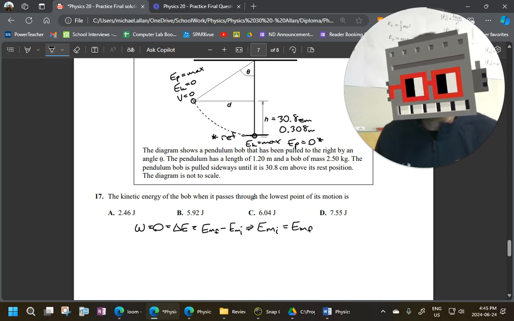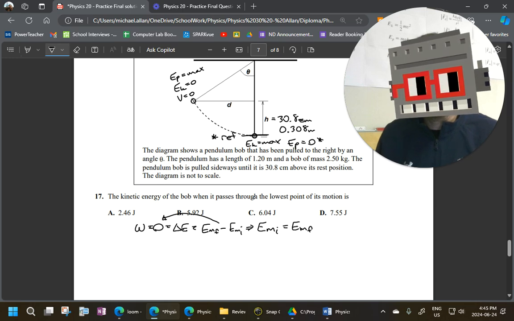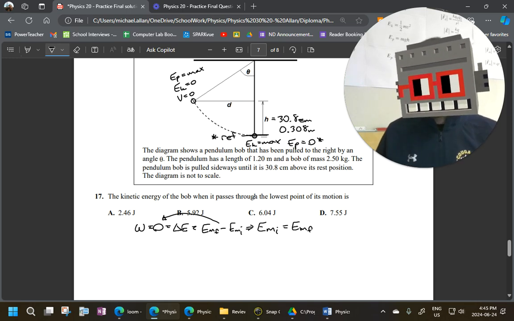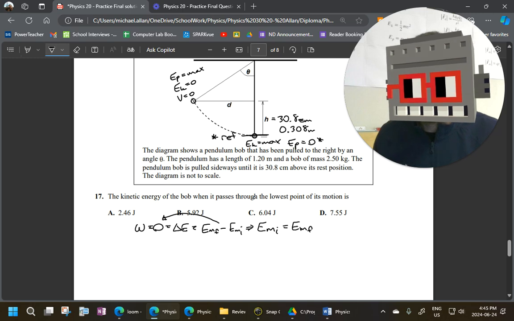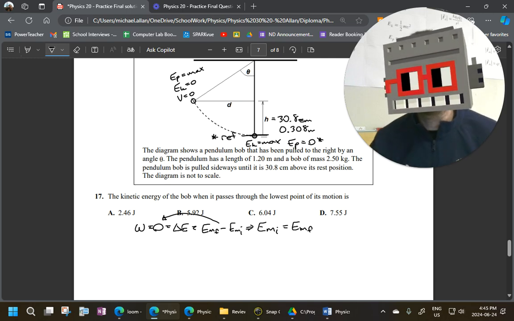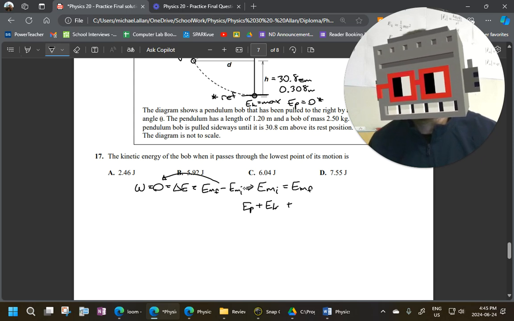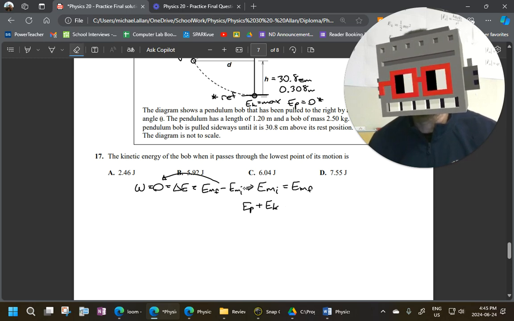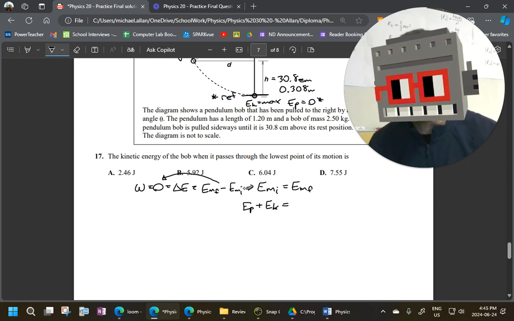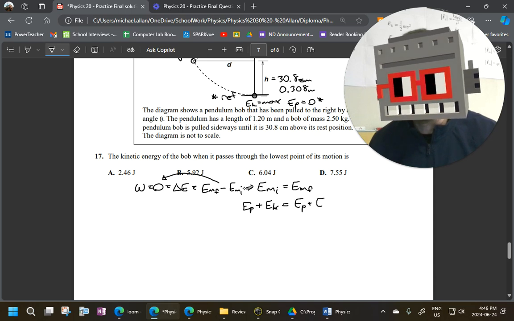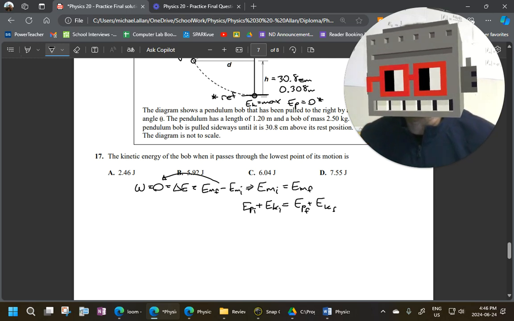So if I move this around over here, I can say my final is equal to my initial. Now, how do you find mechanical energy? Well, that's going to be EP plus EK, which is equal to my EP plus my EK. This is the final one. This is my initial one. And then I can just start putting zeros in.